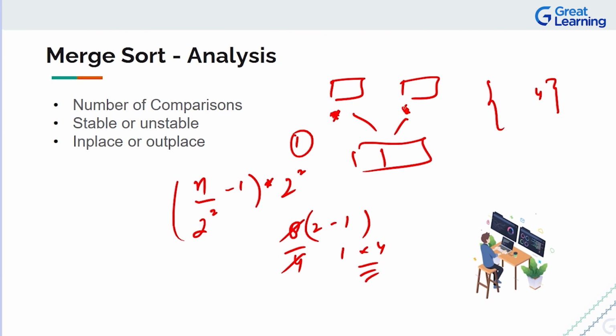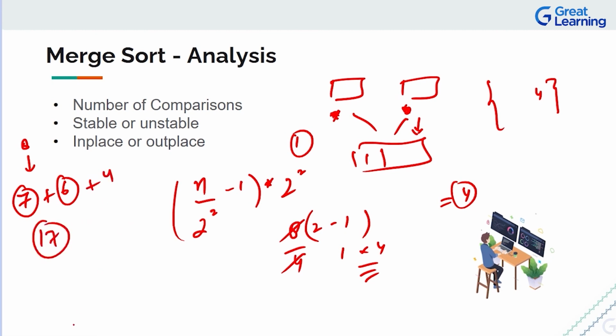This is one comparison, and this would have been directly inserted into the merged array. So only one comparison is required. Similarly, we have the other 3 situations. Such situations are 4 in total. So in the first iteration, when we talk about these 8 elements, when n is 8, we had 7 comparisons. Then we had 6 comparisons, and then we had 4 comparisons. So a total of 17 comparisons.